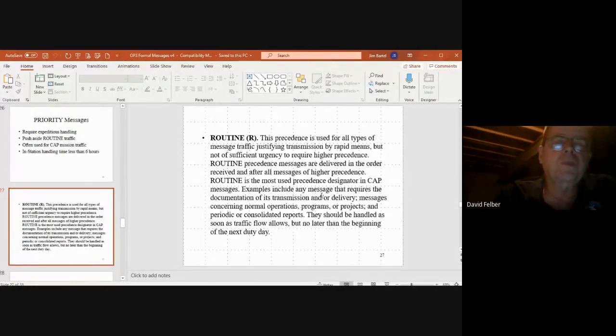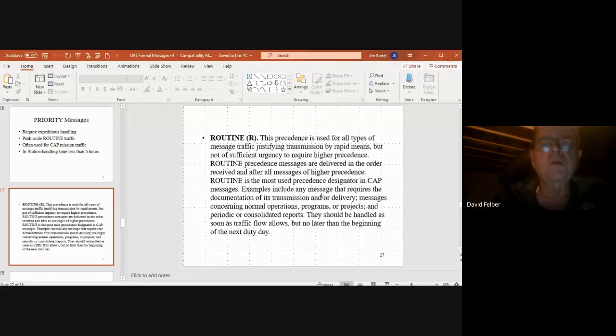Routine is the usual precedence for all types of messages that are not of sufficient urgency to require a higher precedence. They're just handled in the order received, and after all messages of a higher precedence. Routine is normally used. Examples include any message that requires the documentation of its transmission or delivery concerning normal operations, programs, projects, periodic or consolidated reports. They should be handled as soon as the traffic flow allows.